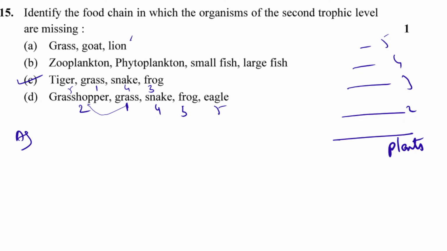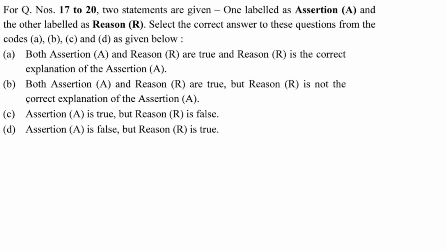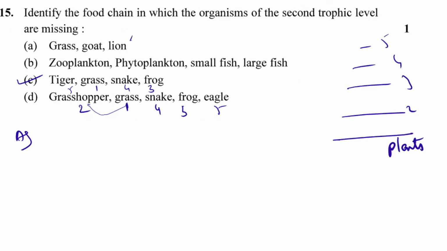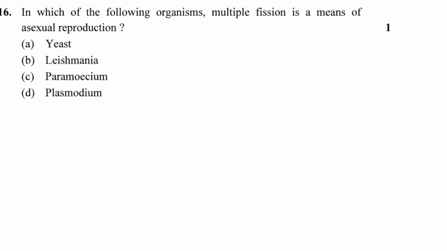Let's see 16th. Okay, so from here we have assertion reason questions. 16th is also there. So what is the 16th question? In which type of the following organisms is multiple fission a means of asexual reproduction? So multiple fission, the best example is plasmodium.